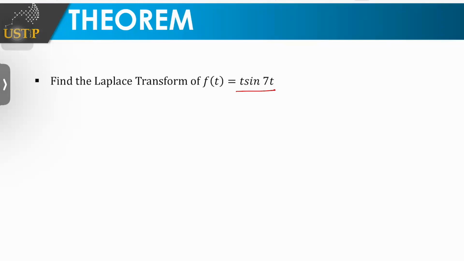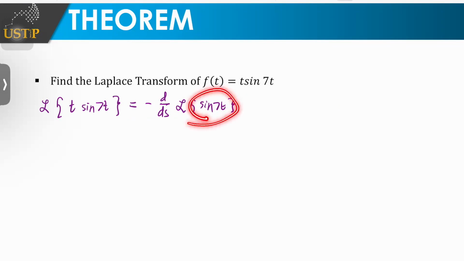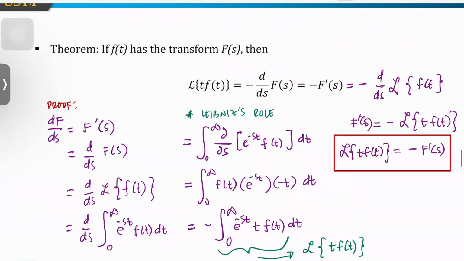Now, we know, based from the previous theorem, that the Laplace transform of t and some function of t is just equal, class, to the negative of the derivative of the Laplace transform of sine 7t. Or again, whatever is multiplied to your t, mo na imuhang ibutang diri sa sulod. Alright, kato akong gisulat ka ganina.